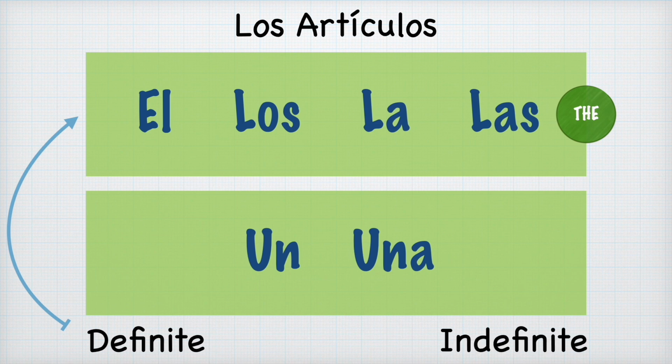For the indefinite articles, we have two, un and una, and they mean "a" or "an." Un is used for singular masculine nouns, and una is used for singular feminine nouns. We use them when we're generalizing about someone or something, or we don't really know the person or thing we're talking about. There are two plural words, unos and unas, that mean "some" or "any," and they can be used instead of un or una based on gender. We'll take a look at this later on.